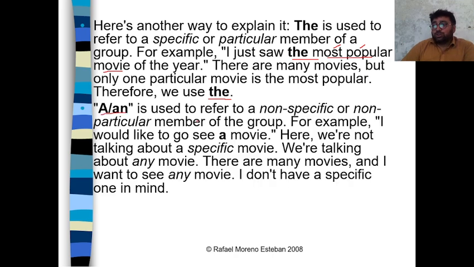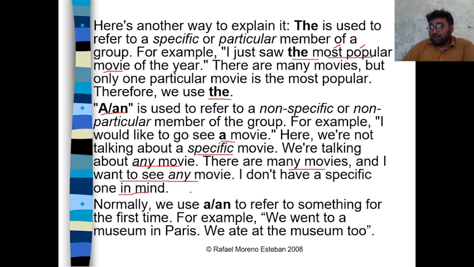A or an is used to refer to a non-specific or non-particular member of a group. For example, I would like to go see a movie. When I say I would like to go see a movie, it could be any movie. Here we are not talking about a specific movie. There are many movies, and I want to see any movie. It could just be a movie. I don't have a specific one.